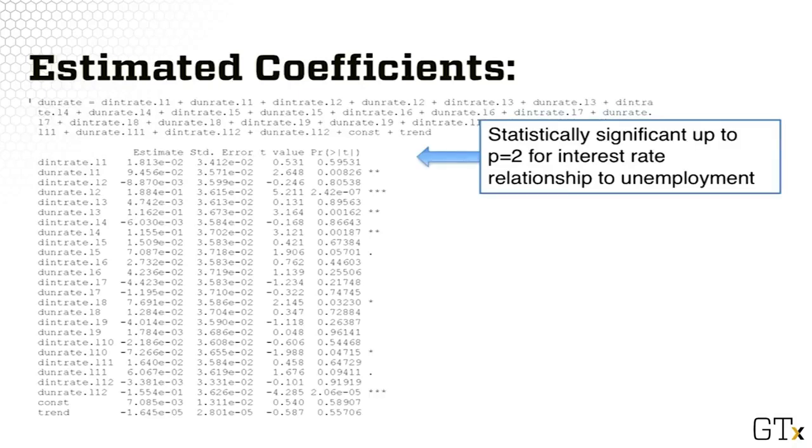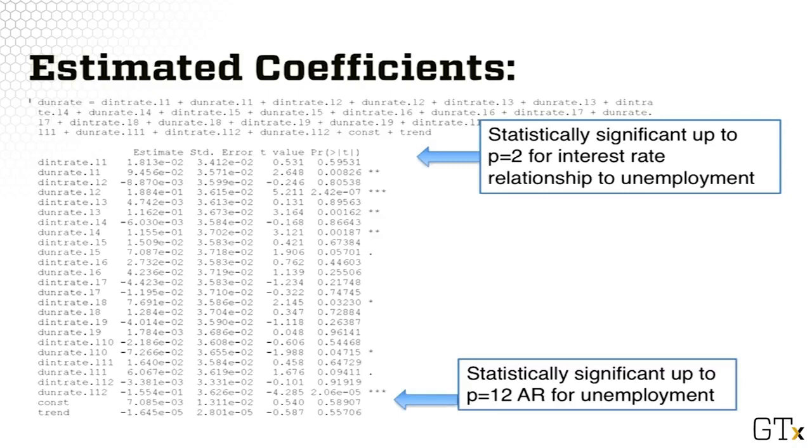From the output, we see that the largest P order for which we find a temporal relationship of the change in interest rate onto the change in unemployment rate is order 2, or up to 2 months. But for the serial correlation with unemployment, the coefficients are statistically significant up to order 12, or 1 year lag serial correlation. This could be due to the seasonality in the unemployment rate.